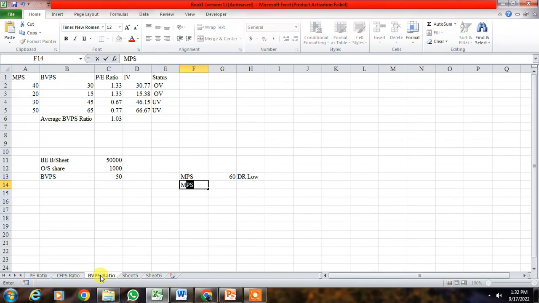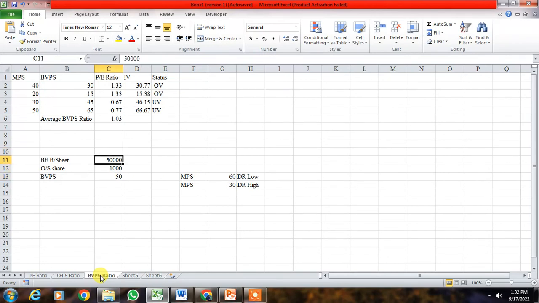So here the default risk is low. Vice versa, if the market price of the share on the same day is 30, then in case of insolvency, your per share claim according to the balance sheet is 50, while if I liquidate, we will receive 30 rupees for each share. So here your default risk is high.